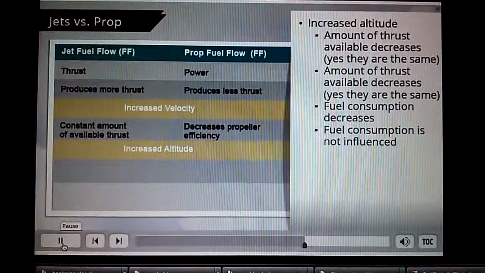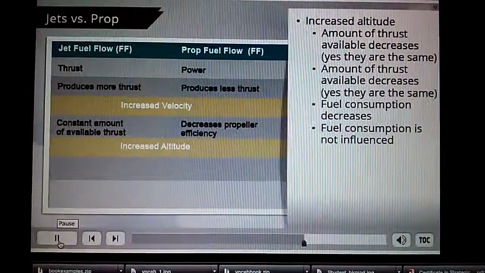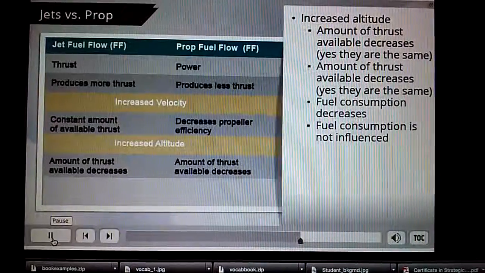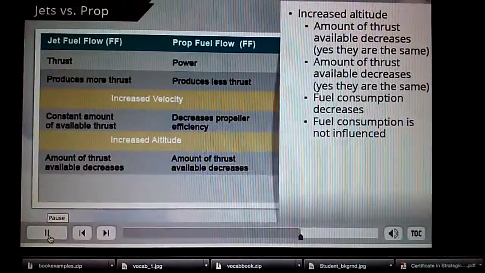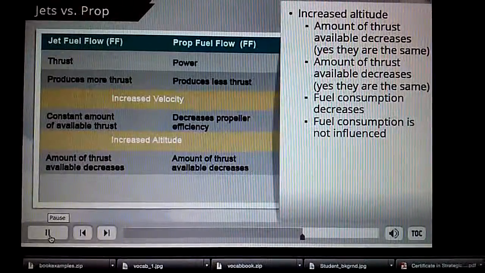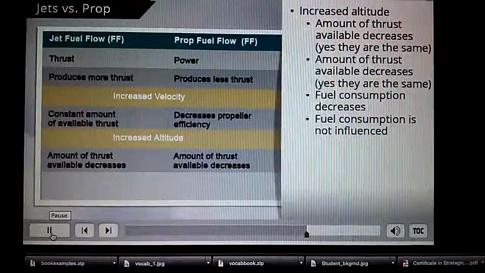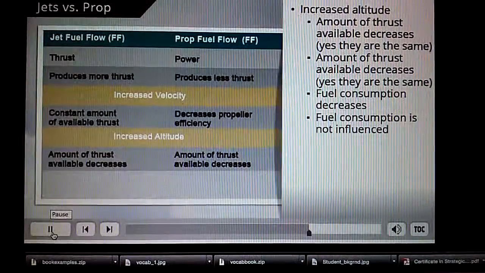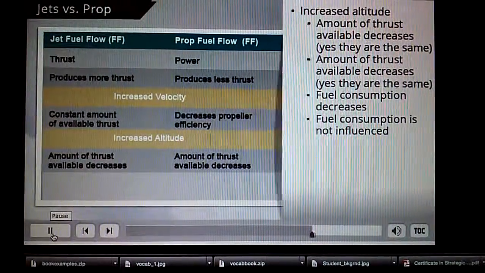So let's take a look at altitude, how altitude affects thrust and how it affects fuel burn. As altitude increases, we know from previous lectures that air density decreases. For both propellers and jets, that means less air mass, less density of air, is available for thrust. So in both cases, as they go up in altitude, they lose thrust available. They cannot produce as much thrust as they can at sea level.